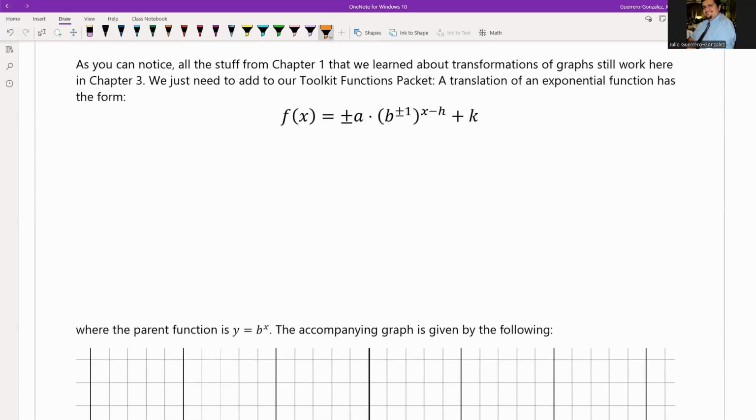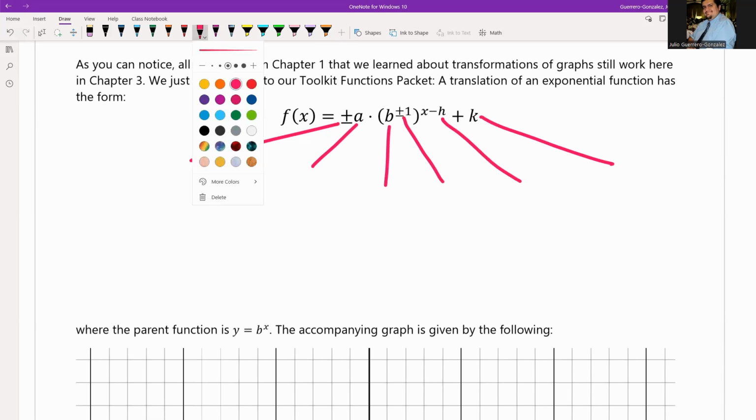Like I did before, each one of these things did something. And I kind of want to relate them back to what you learned in chapter 1. So there's now 5 things here. There's this one. Let me actually do a nice thick pink. There we go. There's the A. There's the B. There's this new plus or minus 1, an H, and a K. So this plus or minus up here is going to be your vertical flip.